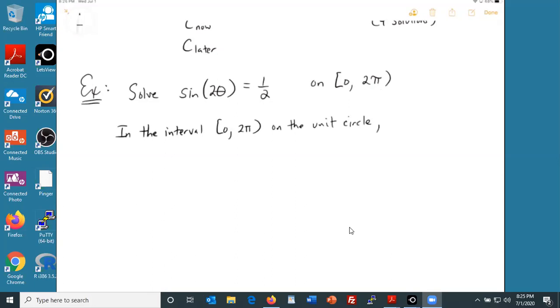All right, so remember, we find theta where, now remember, this is a sine function, so sine is any y value in the unit circle, where sine will equal a half. So that would be at theta equals pi over 6 and 5 pi over 6. I'll let you catch up there.